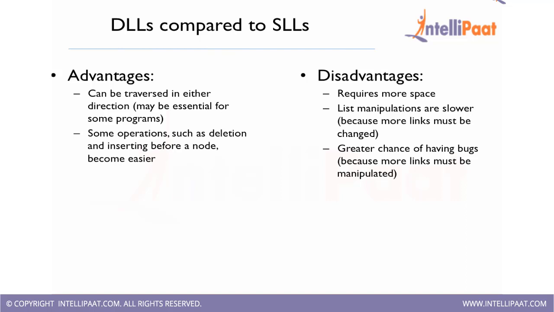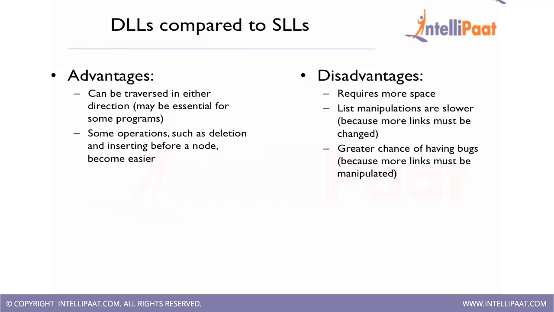So the advantages: it can be traversed in either direction. In a doubly linked list we can traverse in either direction, front and back, but we cannot traverse in the back direction in a singly linked list. Some operations such as deletion and insertion before a node become easier. In a doubly linked list, it is easier to perform operations like adding a node in the middle of the linked list and deleting a node in the middle of the linked list.